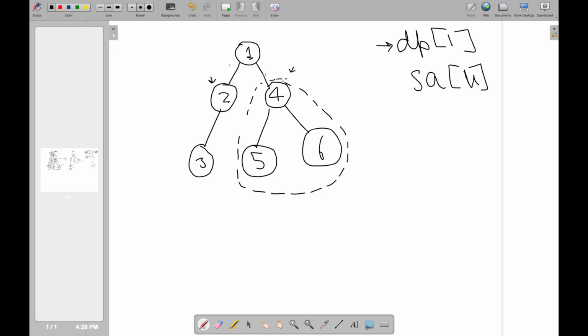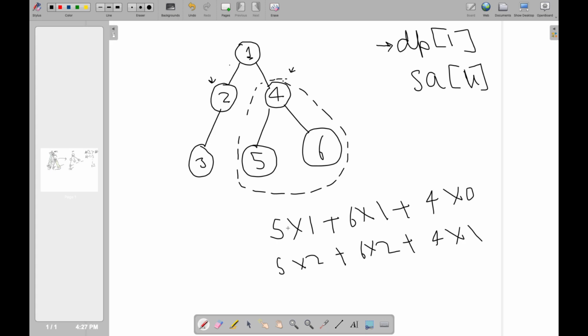So what is the sub answer for 1 in this case? For this subtree, what was the answer? It was 5 times 1 plus 6 times 1 plus 4 times 0, right? And when this subtree is visited from this node as a starting point, all these get added once again, right? 5 gets added once again, 6 and 4, because they become 5 times 2, 6 times 2, and 4 times 1. So if you subtract this from this, you will get 5 plus 6 plus 4, which is just the cumulative sum of all the values in the subtree. And this happens for every subtree of the current node.